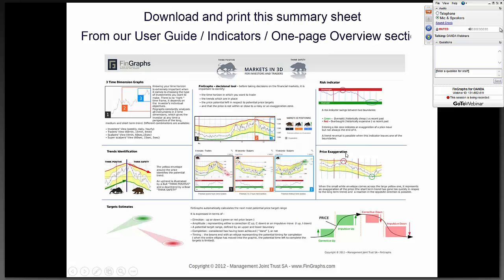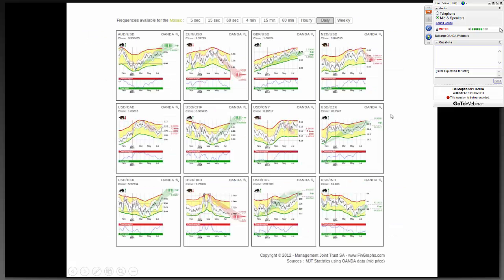I just wanted to take a bit of time to go over further functionalities that we have on the FinGraphs for OANDA website. You could also, from the directories, view several instruments on one page in a mosaic format. So this, for example, is a daily mosaic of dollar pairs. So you can see that at the moment, Australian dollar is still heading up. Euro has started to, or has accelerated down, still has some downtrend potential.